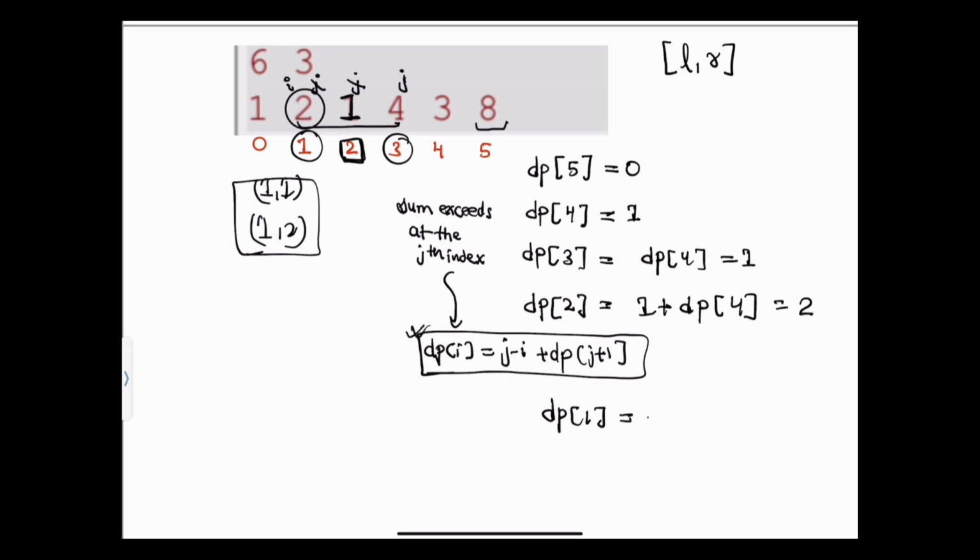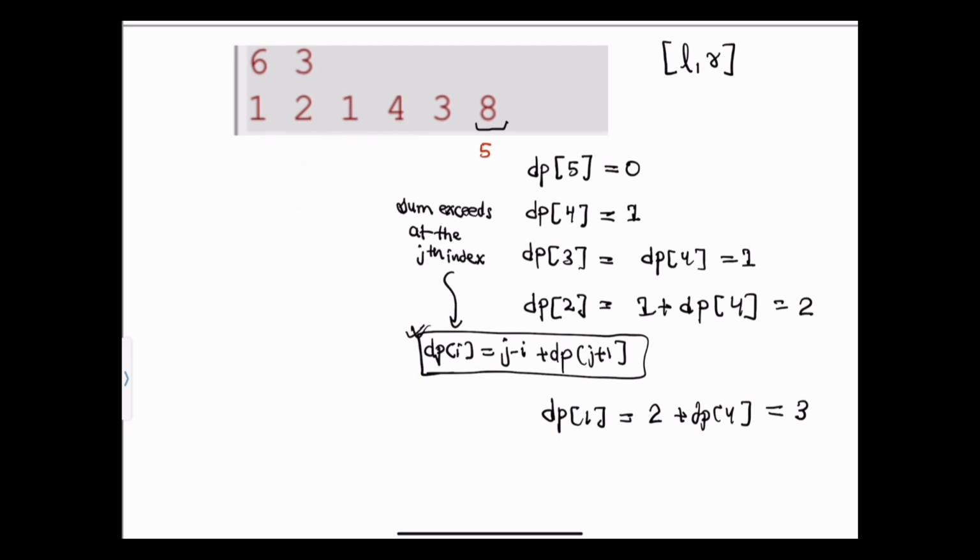So dp of i is going to be, we can have two subsegments plus the dp of 4, which is 3. We can have three subsegments starting from the first index. Now let's erase this a bit. Let's start from the first element, which is dp of 0.